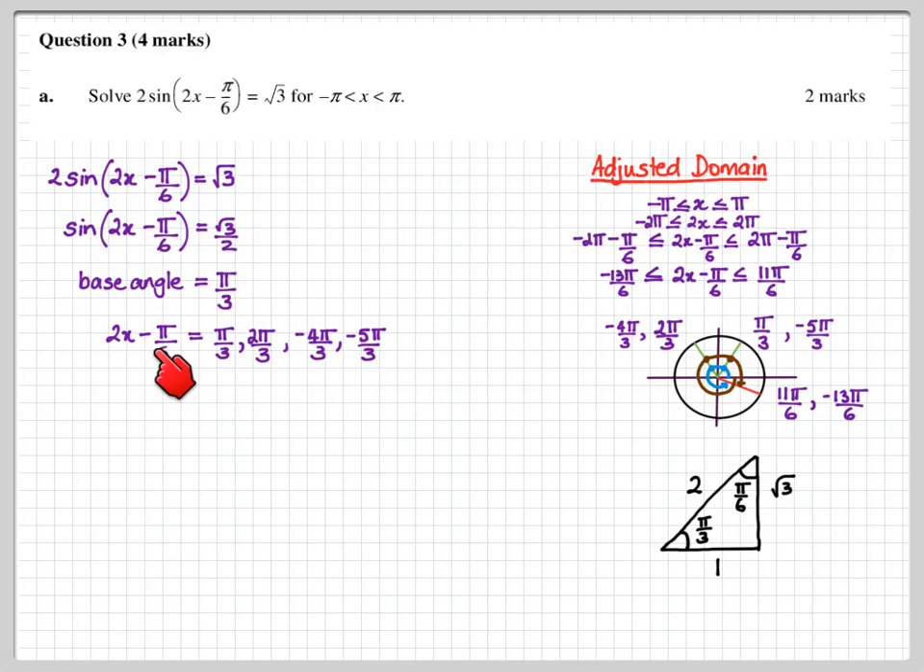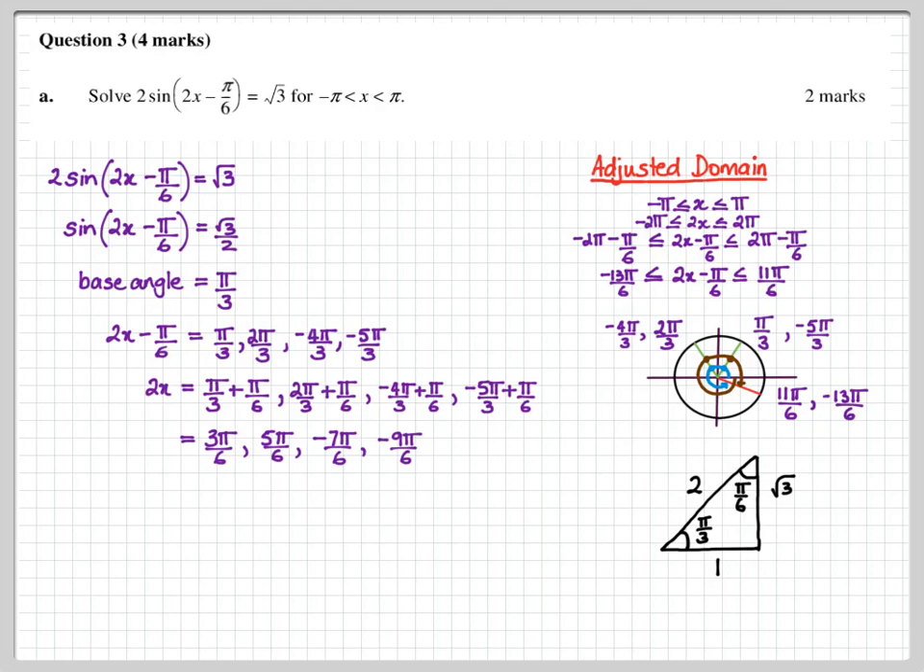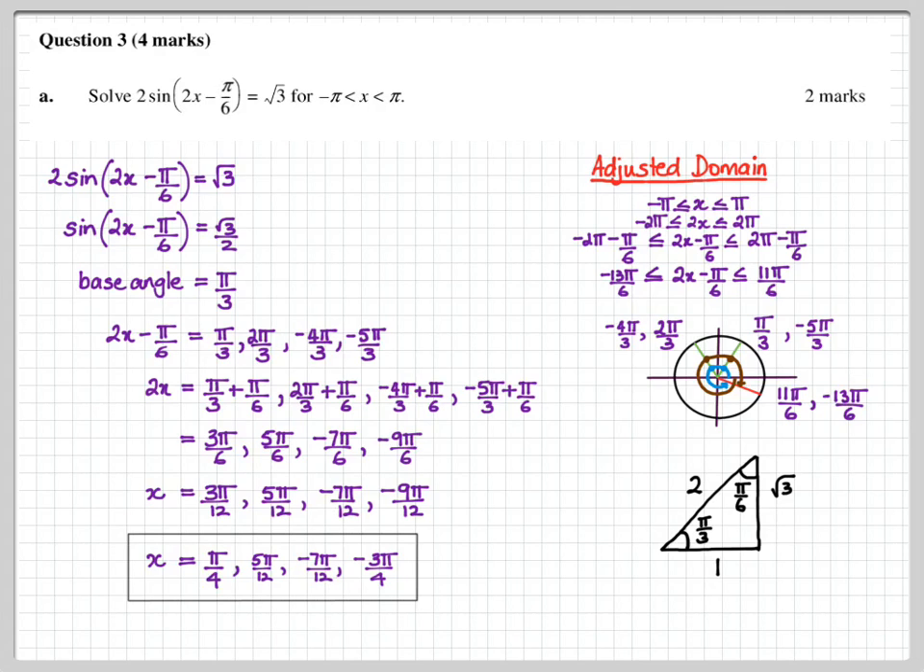So all we need to do now is add pi on 6 to both sides and divide by 2 to get our solutions for x. So there we are, adding pi on 6 to each of those solutions, cleaning them up a bit, and getting our solutions with a denominator of 12, and again 3 pi on 12 can be written as pi on 4. So there's the solution to 3a. Let's go to b.